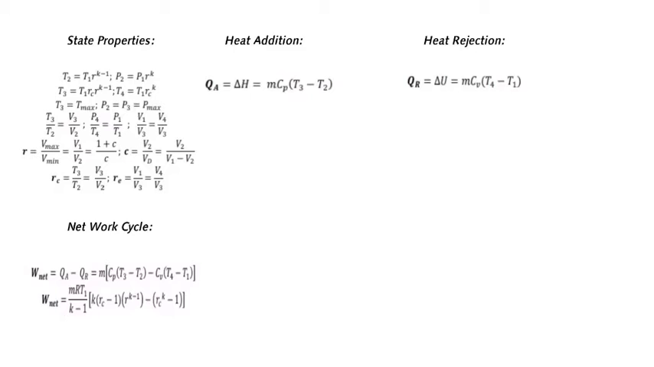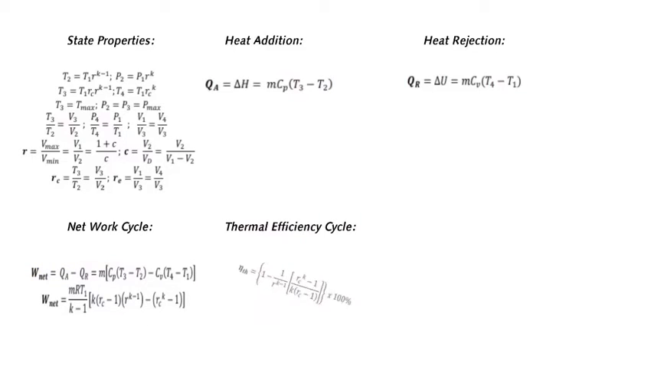Number 4 is the formula of cycle net work, which is W net is equal to QA minus QR is equal to m multiplied by Cp multiplied by (T3 minus T2) minus Cv multiplied by (T4 minus T1). Or we could use W net is equal to m multiplied by R multiplied by T1 over (k minus 1) [k multiplied by rc minus 1 multiplied by r raised to k minus 1 minus rc raised to k minus 1].